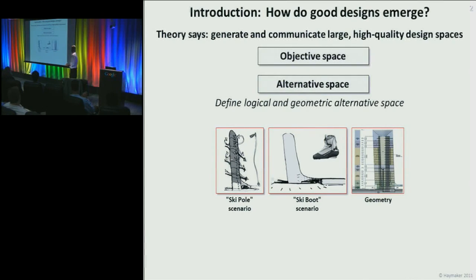Next, we need to figure out what the alternative space is. We need to know what the logical and geometric features are of this alternative space. We might be interested, in this case, in looking at a design that looks a bit like a ski pole, or perhaps one that looks a bit like a ski boot. We need to describe those things geometrically so we understand what the alternatives are.